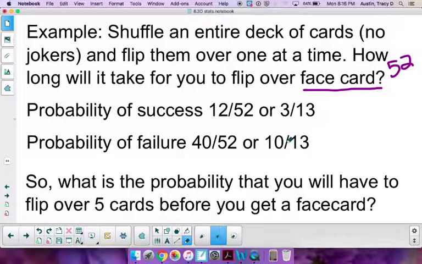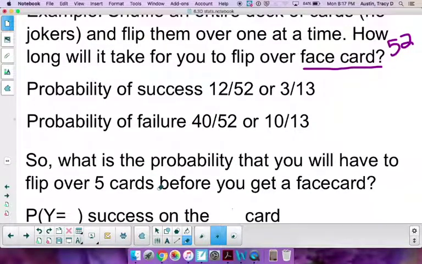And then we have to decide how many trials I want to go through before I get a failure. As far as the probability, how many times do I want to say it's possible to fail before I get a success? Okay, so for the example question, what's the probability that you'll have to flip over 5 cards before you get a face card? Now keep in mind, that means you'll get a face card on your 6th card, not your 5th. It means you have to fail 5 times and then you get a success.